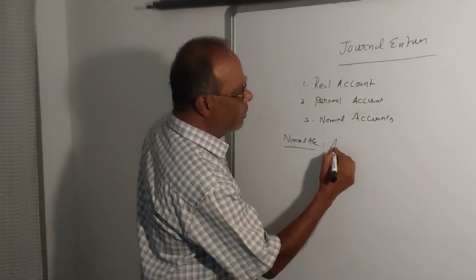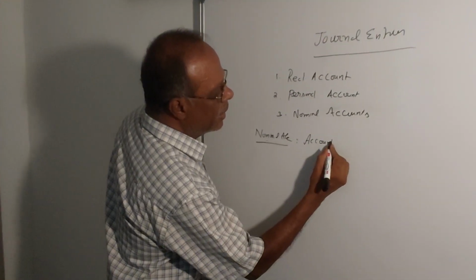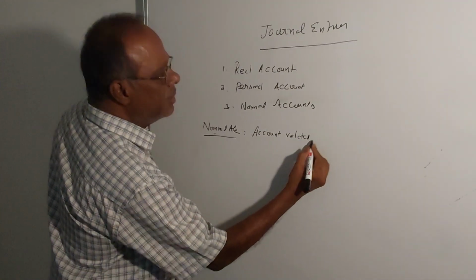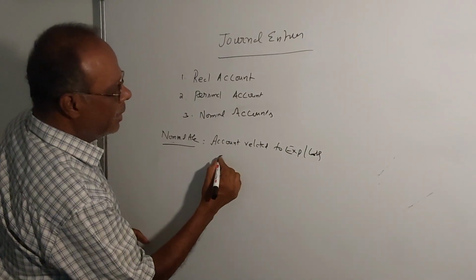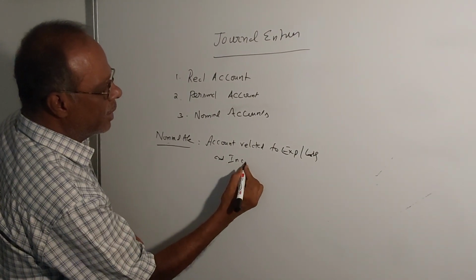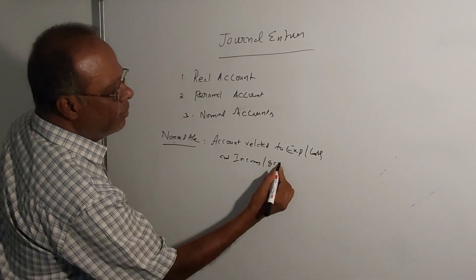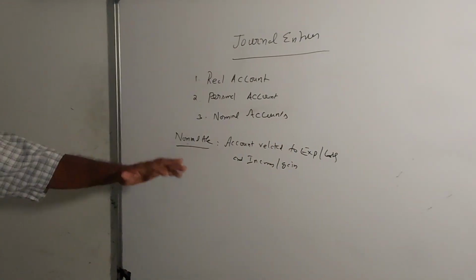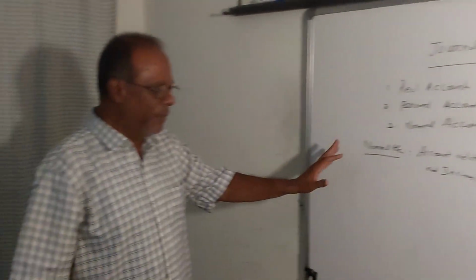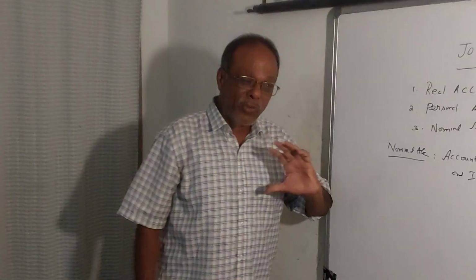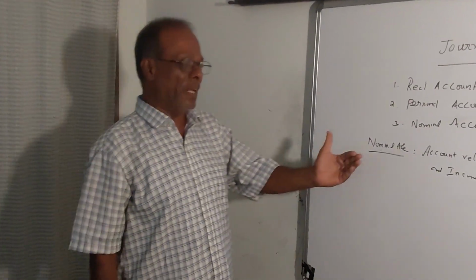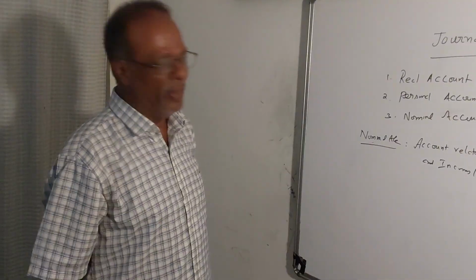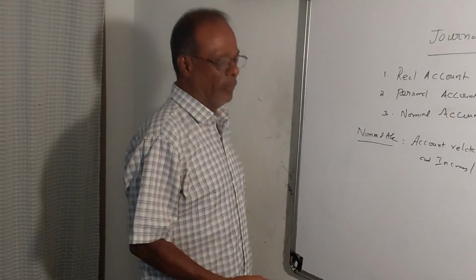What I have to write? Accounts related to expenses and losses and incomes and gains. Now here, expenses, losses, incomes and gains are the keywords of the nominal account. So you should understand what is meant by expenses, what is meant by loss, what is meant by income, what is meant by gain. Everything I am telling now. All four aspects I will explain.